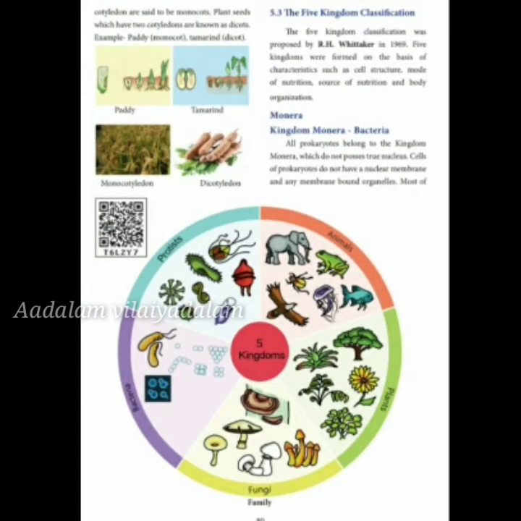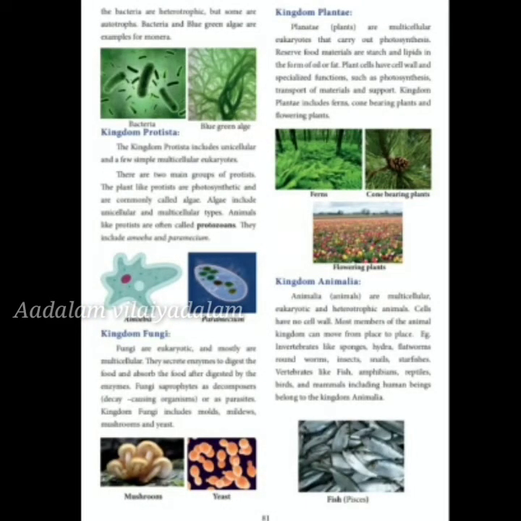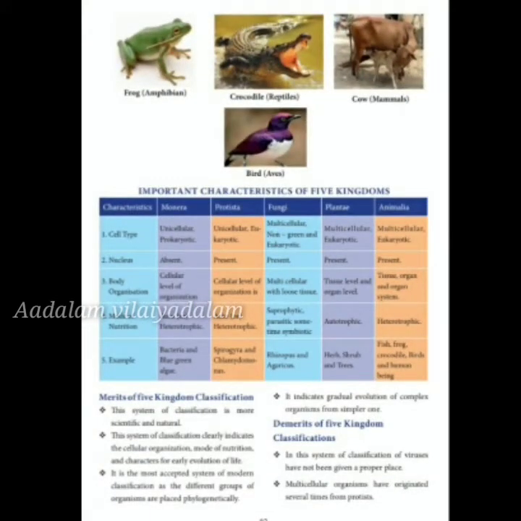Now, 5 kingdom classification. Kingdoms are classified into Monera, bacteria; Protista, Animalia, Plantae, Fungi. These are classified. Kingdom Protista example is amoeba. Kingdom Fungi example is mushroom, yeast. Kingdom Plantae example is ferns, cone-bearing plants. Kingdom Animalia is fish, species, aves, amphibians, reptiles.